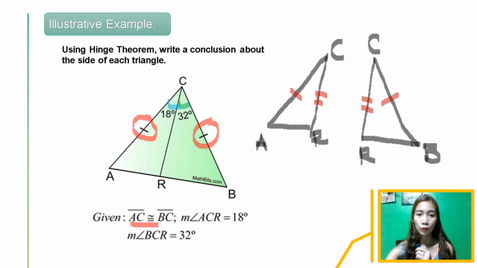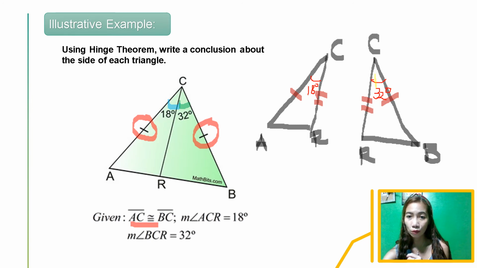What is our included angle? This angle ACR measures 18 degrees, and this angle BCR measures 32 degrees. So which side is opposite the bigger angle? Of course, 32 degrees is greater, so therefore segment RB, or side RB, is longer.